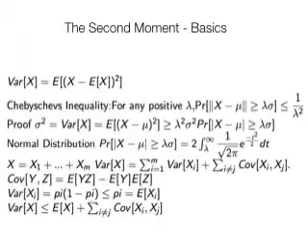With this notation, here is our basic tool. Theorem 4.1.1, Chebyshev's inequality. For any positive lambda, the probability that the absolute difference between X and mu is greater than or equal to lambda times sigma is less than or equal to 1 over lambda squared. And here's a simple proof.